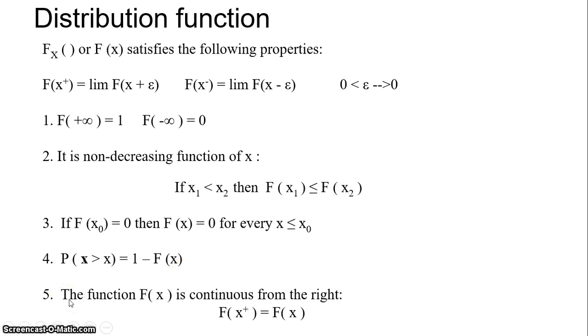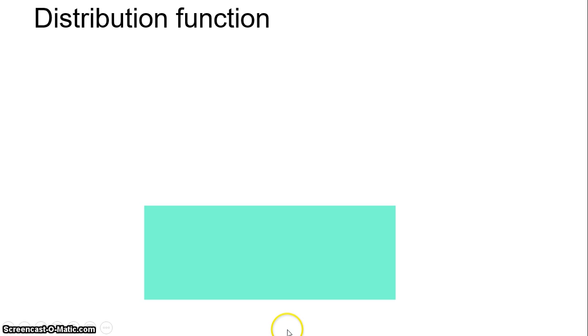And coming to the fifth property, the function F of x is continuous from the right. So we already know that towards the right it is increasing and it is always positive, going to 1 from the first property. The same way, F of x plus is always equal to F of x, and it is continuous towards the right.